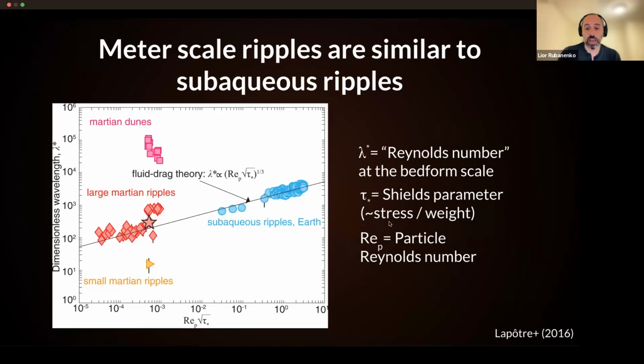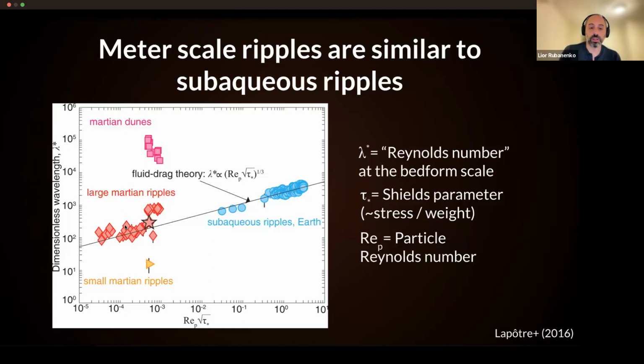And on the x-axis, we have the Shields parameter, which determines the ratio between the stress of the fluid and the weight of the grain, and then the Reynolds number at the particle scale. When we plot those two, we get a clear relationship between the Reynolds number at the bed form scale and this product of the square root of the Shields number and the particle Reynolds number. You can see all those subaqueous ripples fall on the same line.